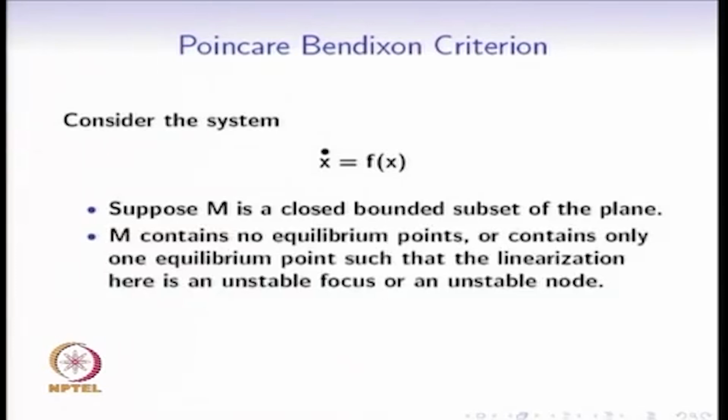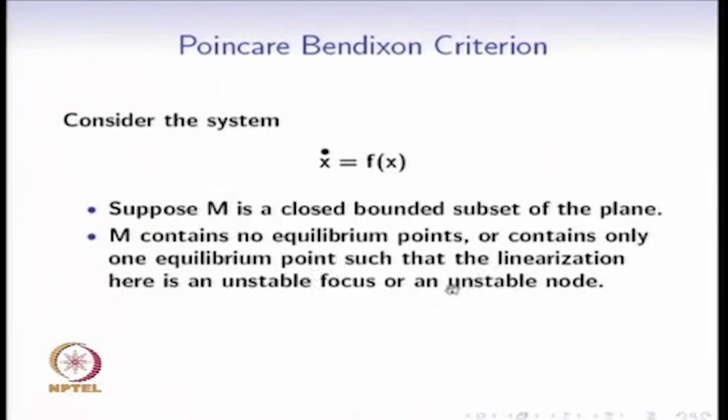Suppose M has the property that M contains no equilibrium points, or M could contain an equilibrium point such that that equilibrium point is either unstable focus or an unstable node. So, there are two situations for the second bullet. The first case is M contains no equilibrium points. The second situation is that when we linearize at that equilibrium point, if there is an equilibrium point, then at most one equilibrium point is allowed, and when we linearize at that equilibrium point, then the linearized system has an unstable focus or an unstable node.